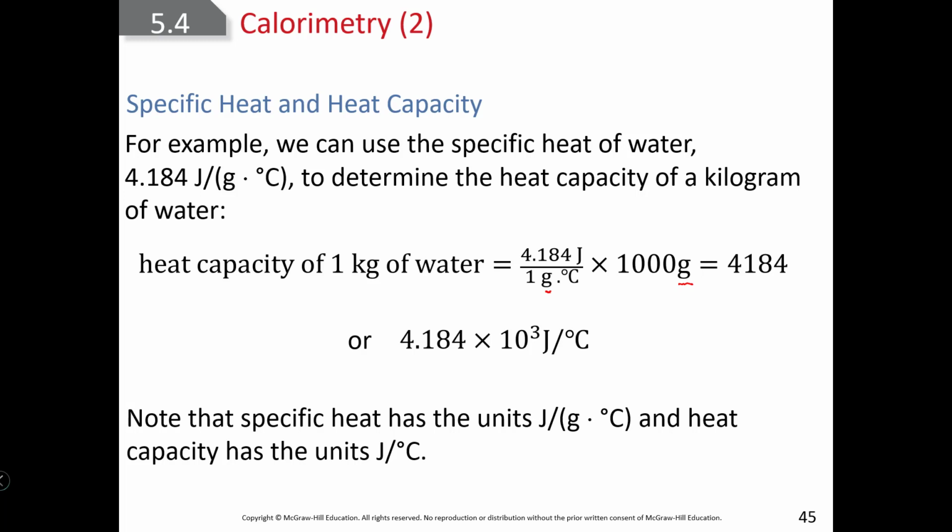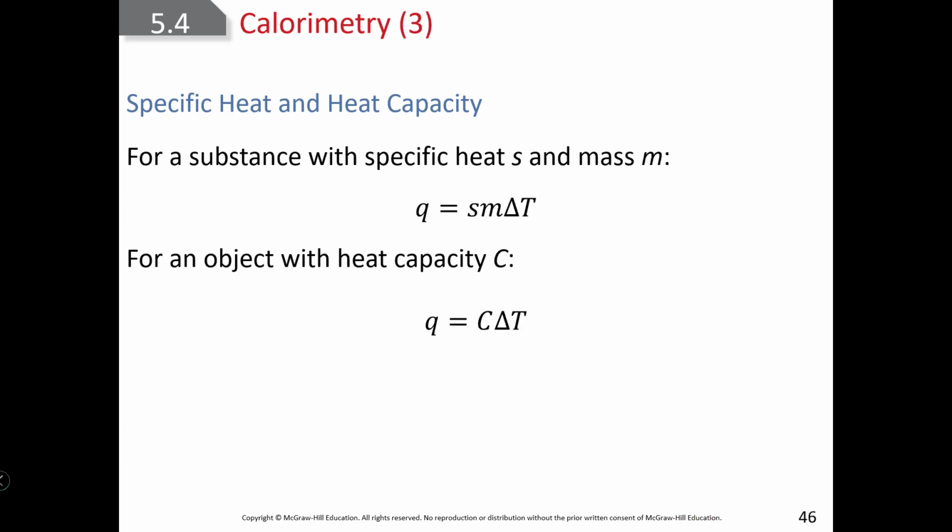So this is an important note right here, is to see that for specific heat, again, the mass is there, and for heat capacity, the mass is not there because we're assuming how much heat is required for the object. All right, you need to memorize these equations here. It's SMAT or CAT, all right?